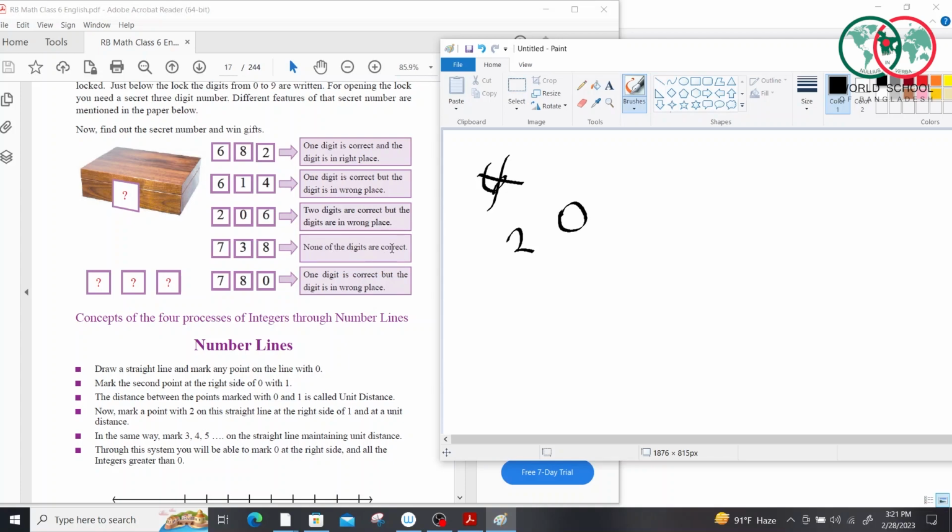None of the digits are correct. So none of the digits correct means what? 3, 7, 8 are not our options.